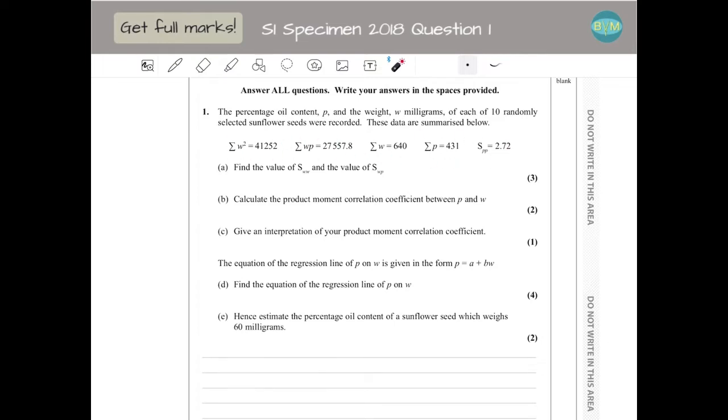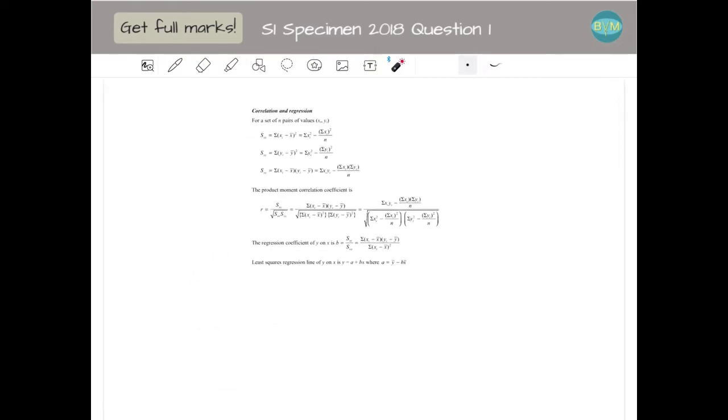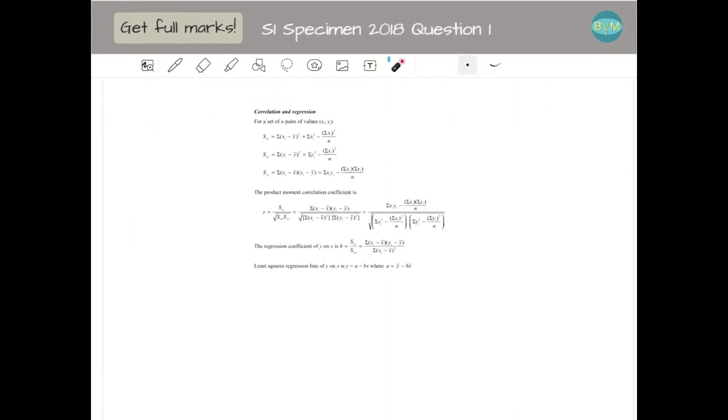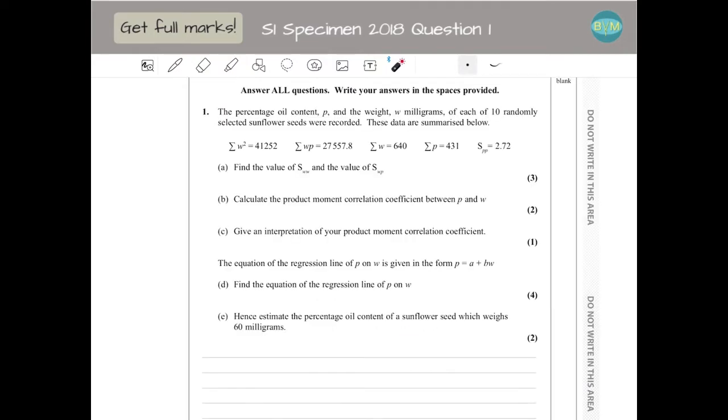The first thing they ask is Sww and Swp. Remember these summary statistics formulas, they are in the formula booklet. If you go to Statistics 1, you will find all these formulas here: the summary statistics, the product moment correlation coefficient, and the regression coefficients for the line of regression. So we are going to use that today.